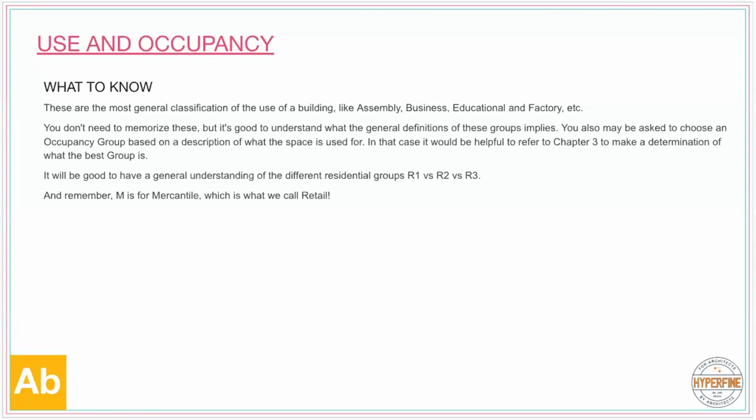Again, you don't need to memorize every single use that is in assembly 1, 2, 3, and 4, and same thing R1, R2, R3. It's good to have a general understanding so you know, when you're presented with a scenario, what the question might be asking you, but you don't have to memorize the entire list. And we'll see in a little bit that there is some overlap where certain things could be in multiple occupancies. So just understand generally that buildings are classified by what happens in them, whether it's assembly, business, educational, factory, hazardous storage or non-hazardous storage, or if it's a jail or all kinds of things, right? So buildings are generally classified that way.